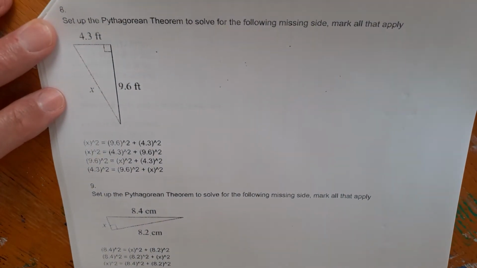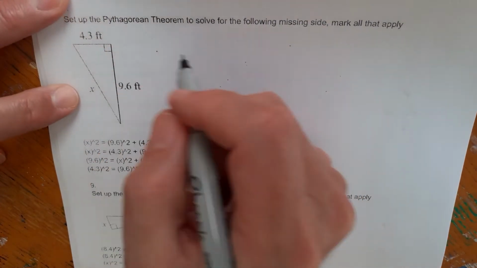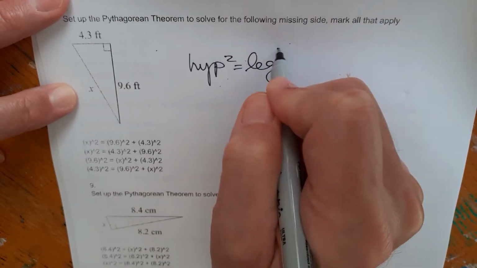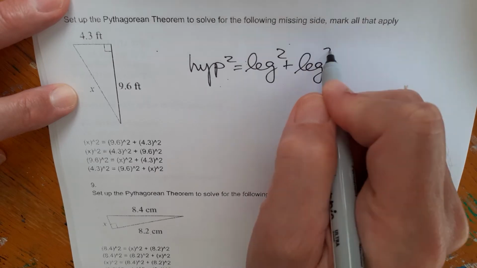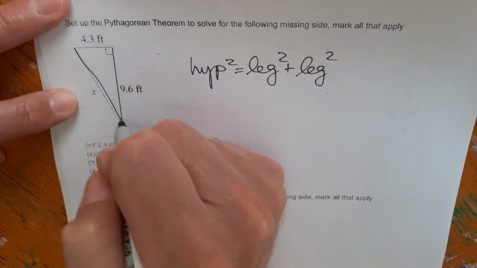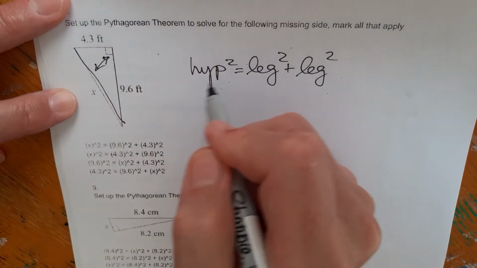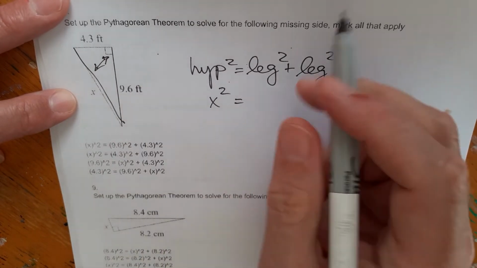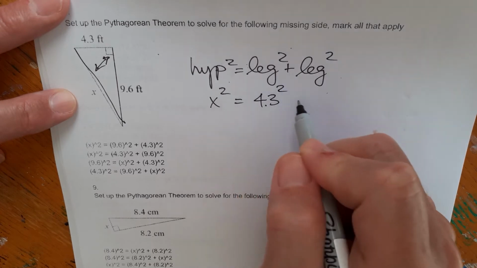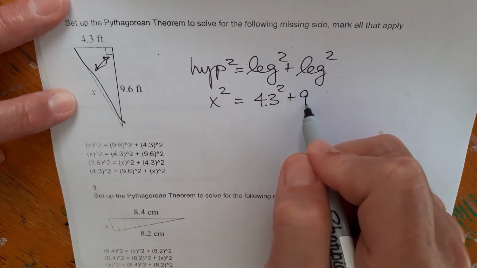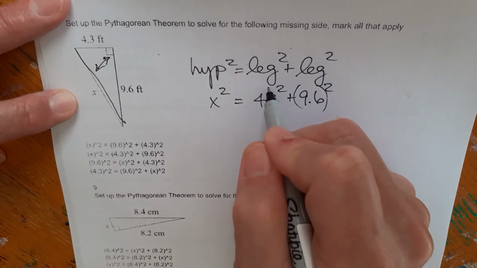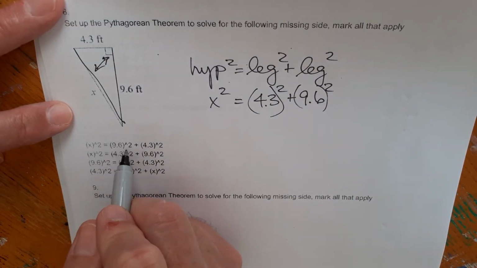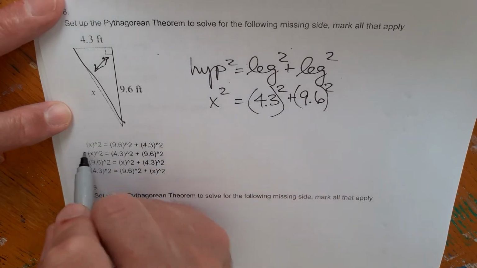All right, another setup problem. Height squared equals leg squared plus leg squared. This is the hypotenuse because it's not touching the 90, so that's going to be x. We don't care which side goes in for each, it'll work out the same way. 4.3 squared and 9.6 squared. So that's set up and ready to start solving. So x squared equals 9.6 squared plus 4.3 squared. Check.